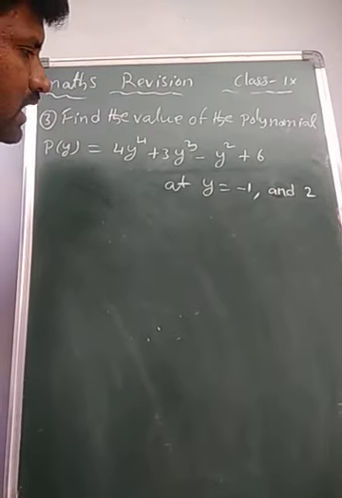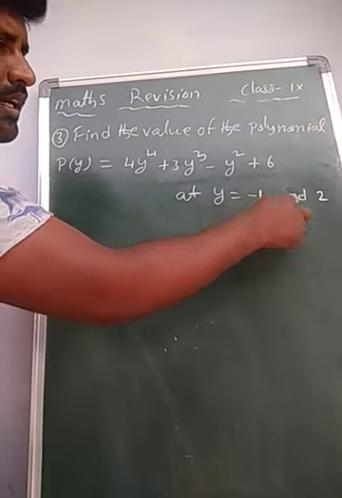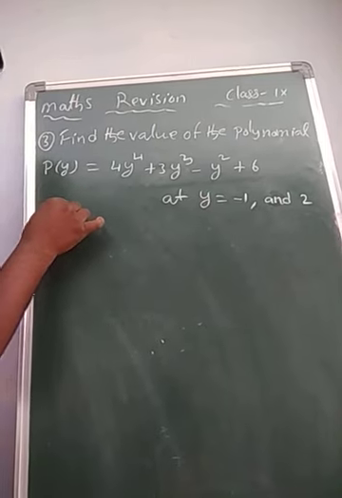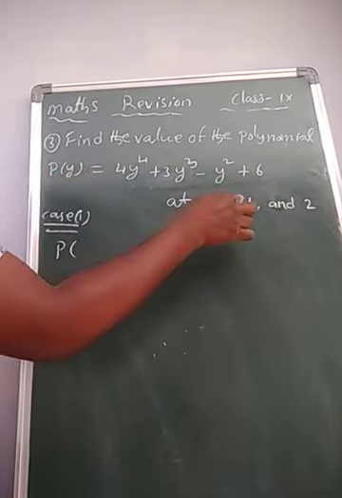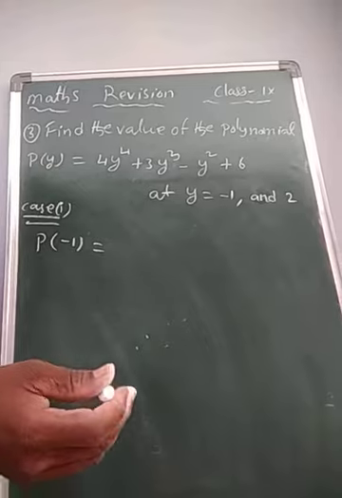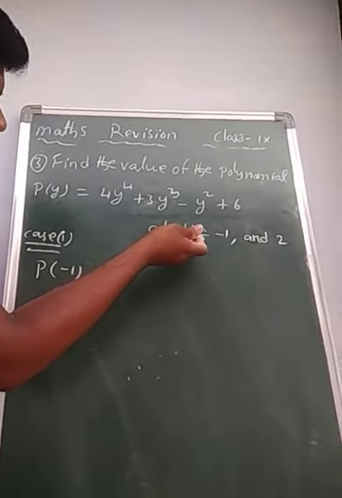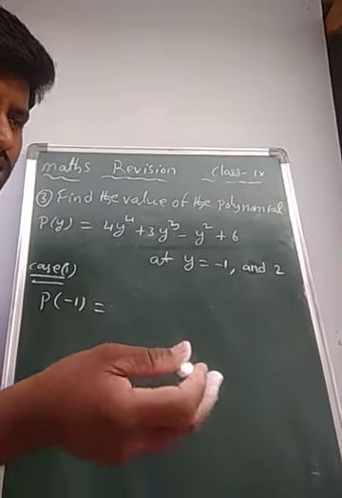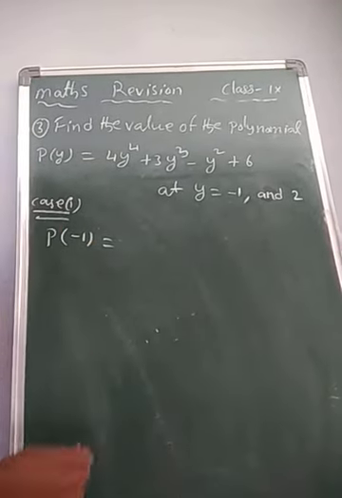Now, find the value at y is equal to -1 and 2. In the first case, in case 1, I am taking -1 in the place of y. Then see what the value of the polynomial is. When we substitute the value of a particular variable, if the result is 0, that is called the zero of the polynomial. Otherwise, we can call it a value of the polynomial.